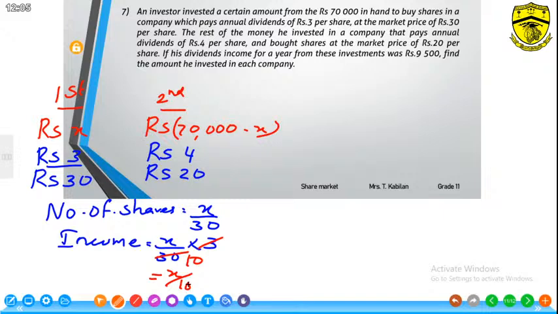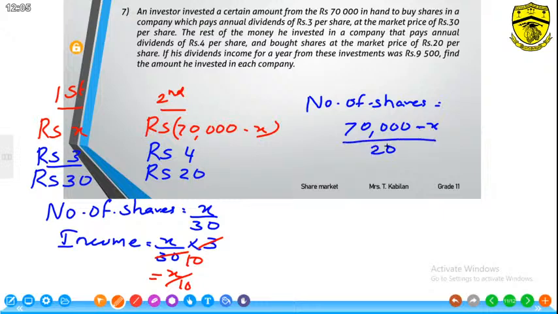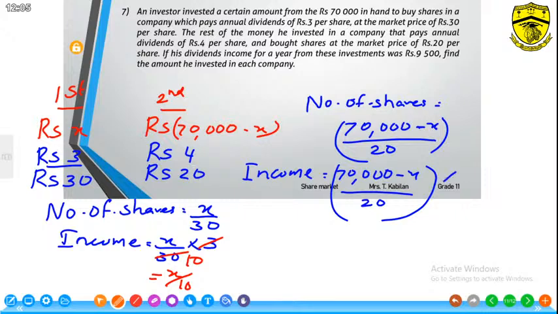Right, what is the income from the second company? Again, we have to find the number of shares of the second company. Here the invested amount is the remainder, 70,000 minus x, divided by rupees 20, the market price of a share. Income can be calculated by multiplying this (70,000 minus x) by 20 by the dividend per share, that is 4. Then simplify it, 4 into 5 times.